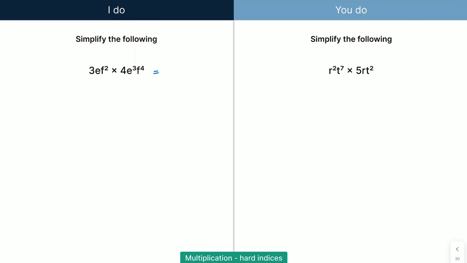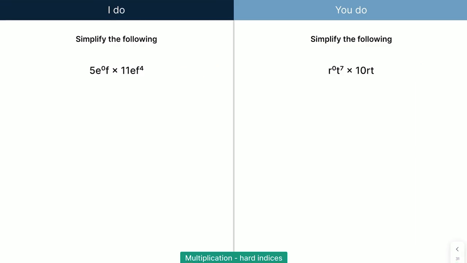again, with this one, the only thing you're going to be careful of is that, of course, the e's got the power of 1. Just don't forget that. So that will be 12, e to the power of 4, f to the power of 6. And looking at the right, so we have 5 times 1. There's a 1 there, which is 5. And then we have r cubed, and then t to the power of 9.